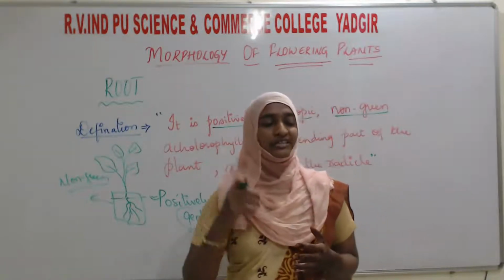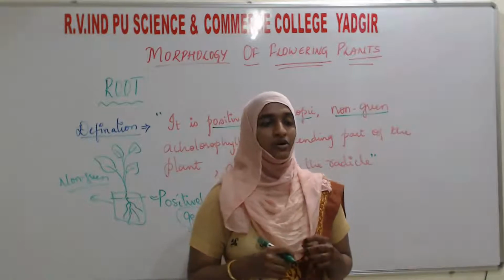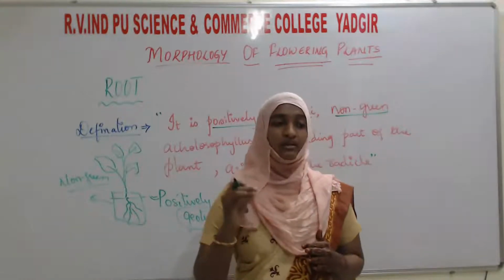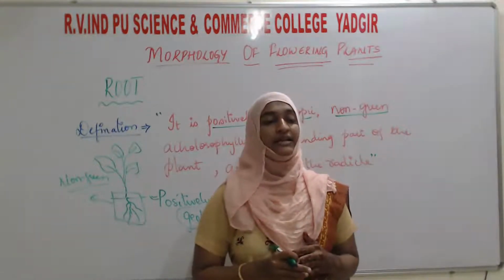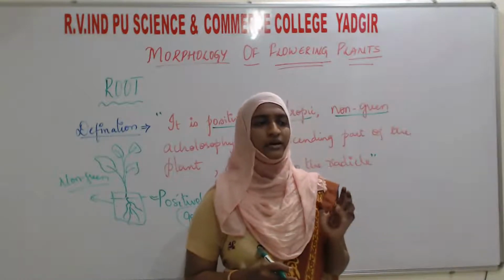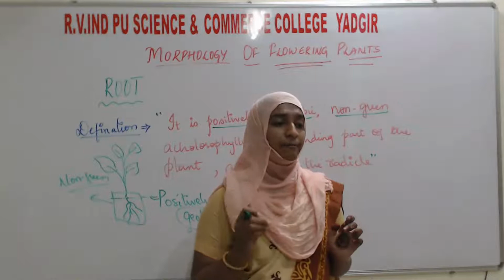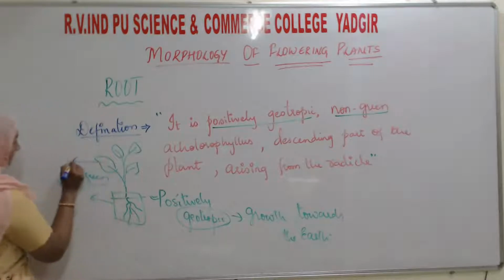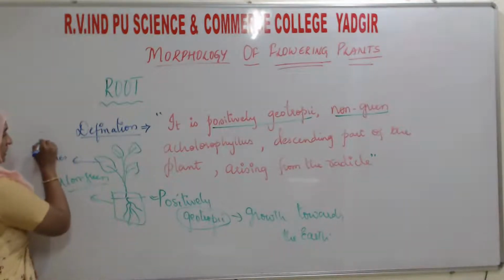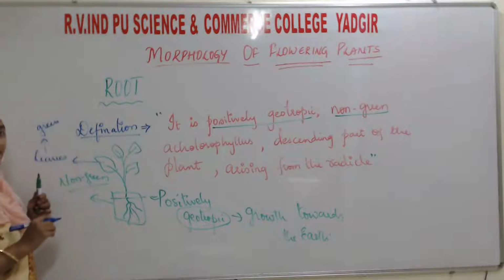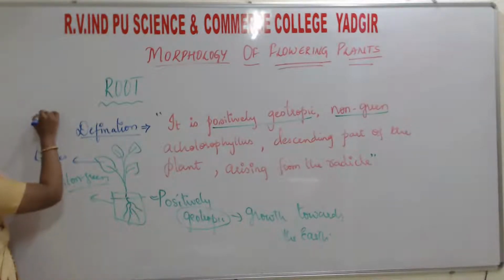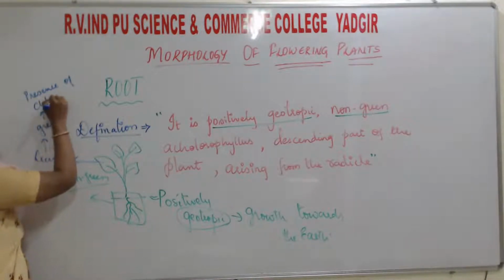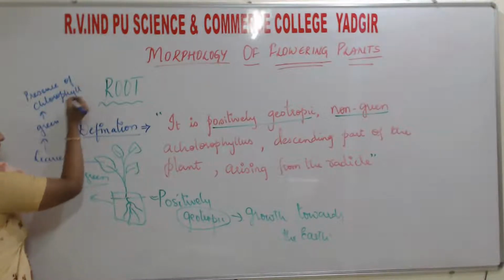Photosynthesis means that by trapping the sunlight, they synthesize the food. That function is only performed by the green leaves. Why only by the green leaves? Because of the presence of a pigment known as the chlorophyll pigment. The leaves are green in color due to the presence of the chlorophyll pigment.